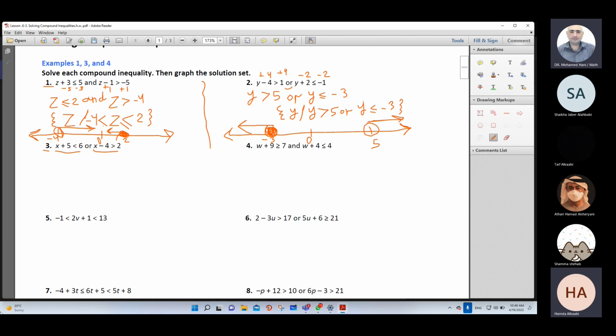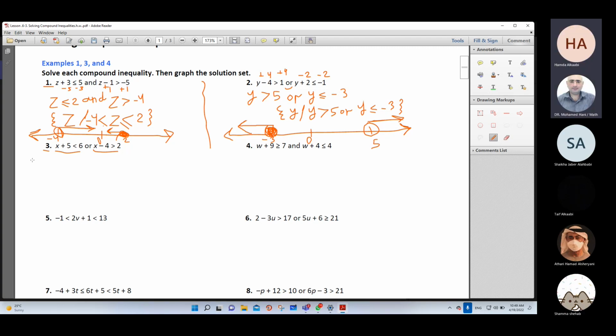X less than 1 or X greater than 6. What is your name? Hamda. Repeat please. X less than 1 or X greater than 6. Okay, Hamda, thank you.